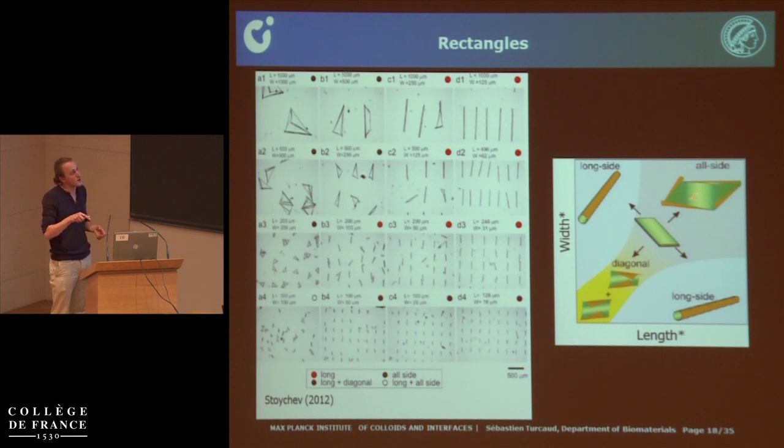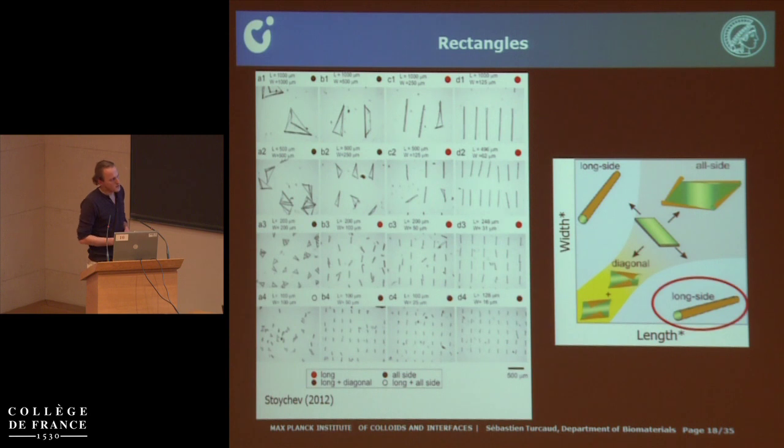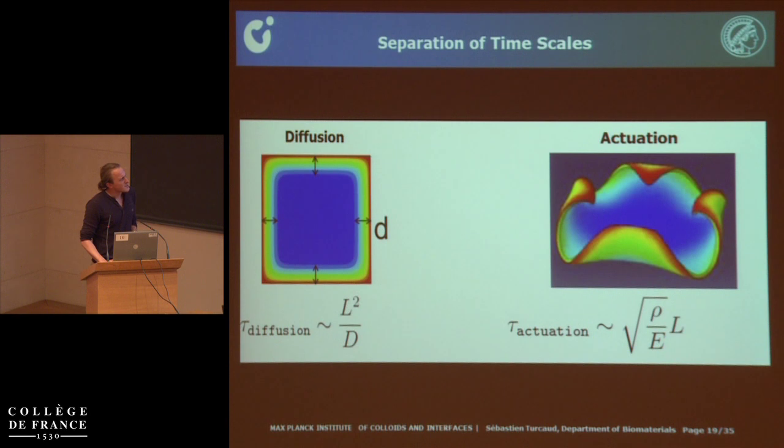If it's very much shorter than your dimensions, then we observe all side bending. But what's interesting now is that if we take a very elongated shape, we see that this long side rolling wins. And if you remember what I explained just previously, it's exactly the opposite of a free bilayer. So that's kind of interesting.